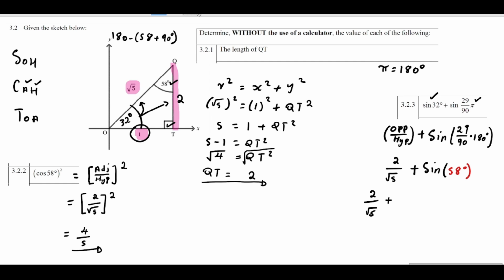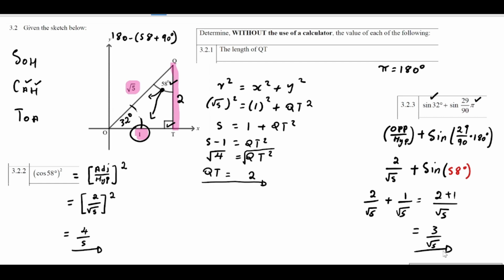Opposite over hypotenuse. Your angle is now changing again. You go back to your diagram. What is your opposite? The perspective, the angle that you're looking at, is 58. So your opposite side is 1 and your hypotenuse is the square root of 5. So you're going to have 1 over the square root of 5. The denominators are the same, so I'll just have 2 plus 1 divided by the square root of 5. This is going to simply be 3 divided by the square root of 5. And that is your final answer.